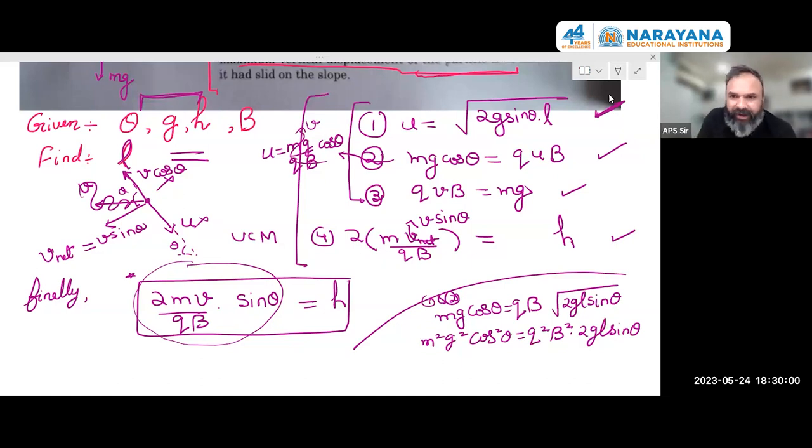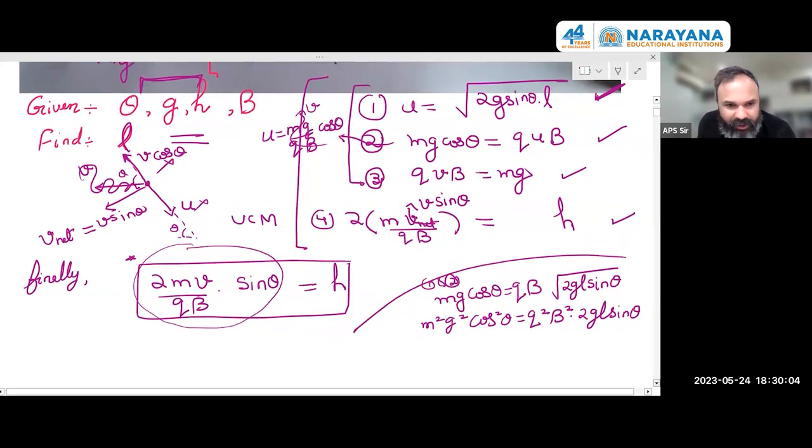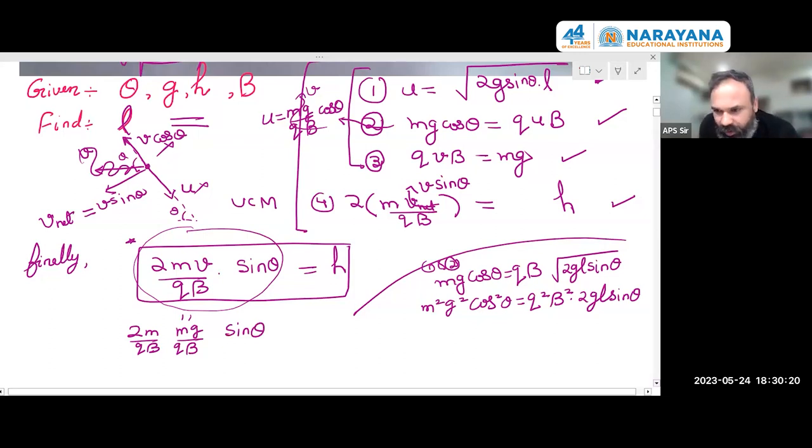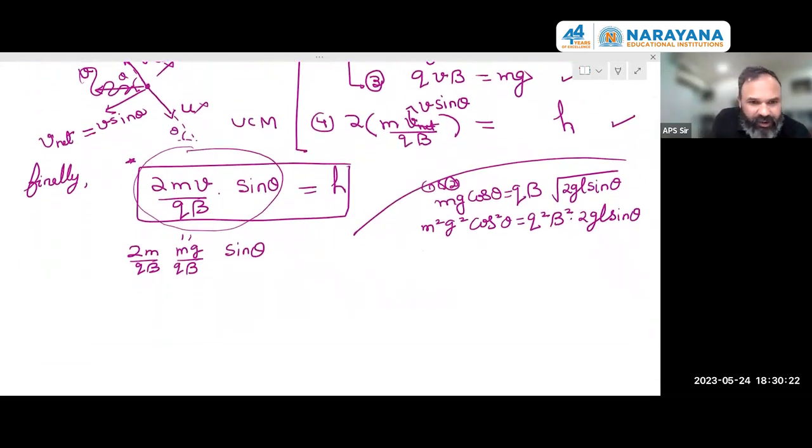And v I can directly write as mg upon qb. So I think you get this point. I'll do 2m upon qb. You're writing h, 2m upon qb. V I am writing as mg upon qb again into sin theta. So now what I am getting here is 2 mg upon qb the whole square into sine theta.